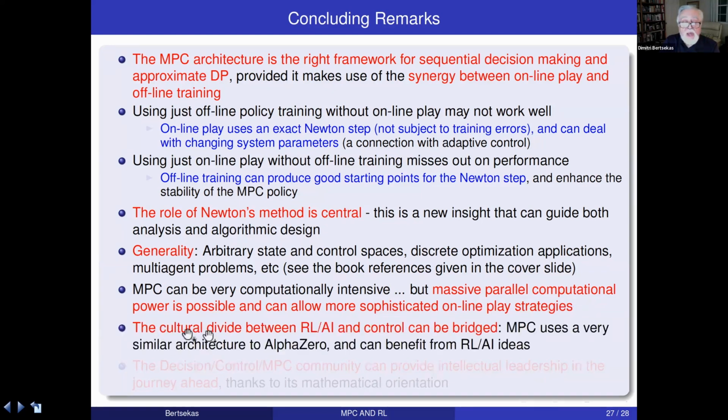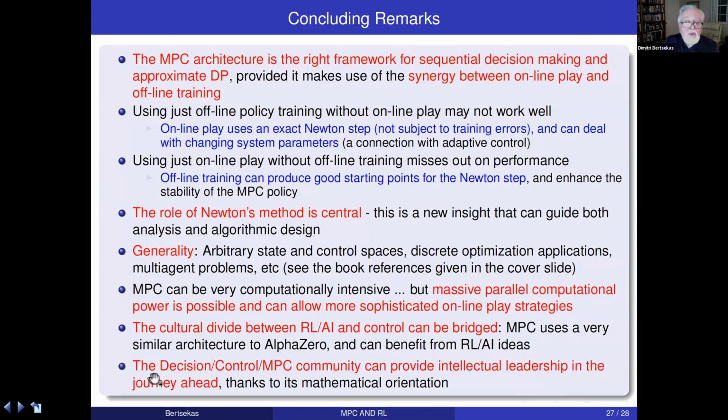And in this talk, I have tried to bring out the point that the cultural divide between reinforcement learning and AI in control can be bridged, because MPC uses a very similar architecture to AlphaZero and other similar reinforcement learning applications, and can benefit from reinforcement learning ideas.